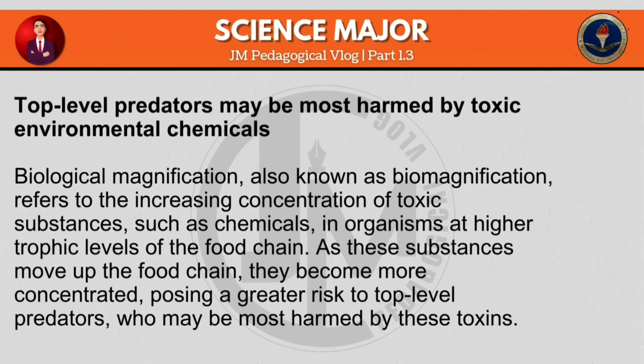Biological magnification, also known as biomagnification, refers to the increasing concentration of toxic substances, such as chemicals, in organisms at higher trophic levels of the food chain. As these substances move up the food chain, they become more concentrated, posing a greater risk to top-level predators who may be most harmed by these toxins.